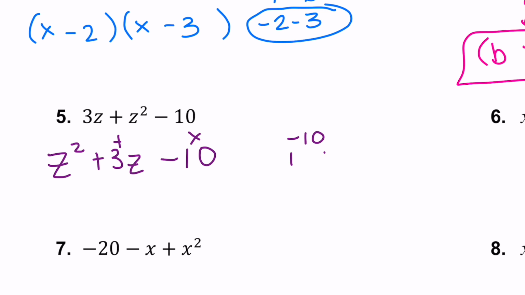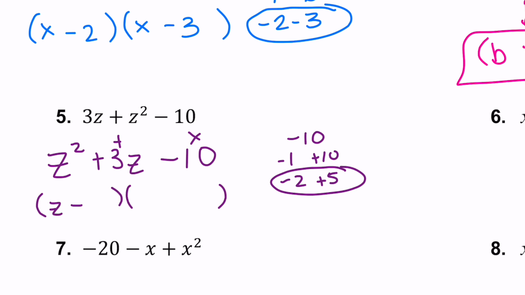So we have 1 and 10, 2 and 5. The bigger number is positive, the smaller number is negative. 5 minus 2 gives us the 3. Put our two parentheses, z minus 2, z plus 5.